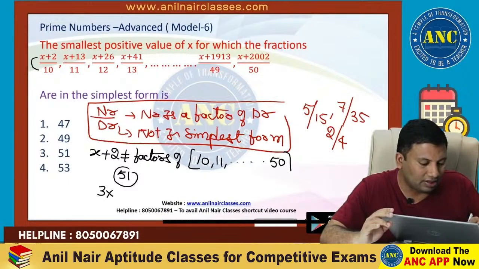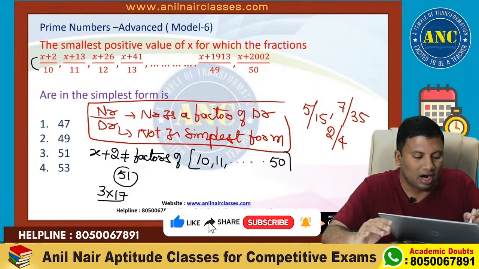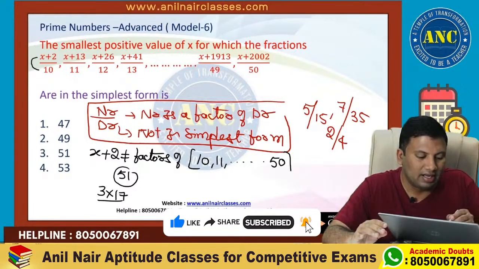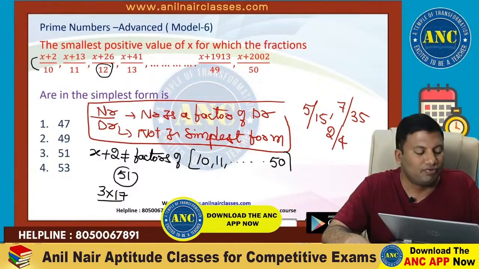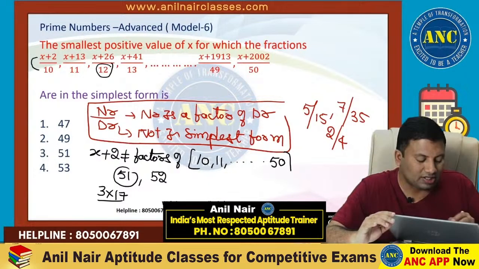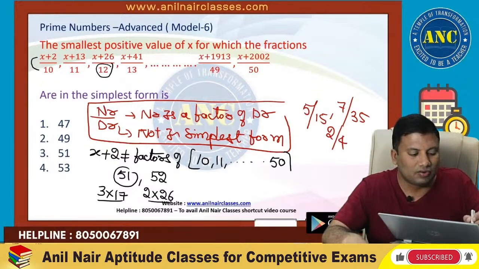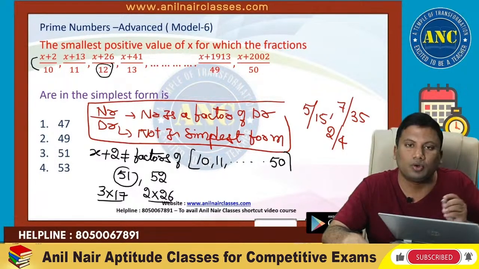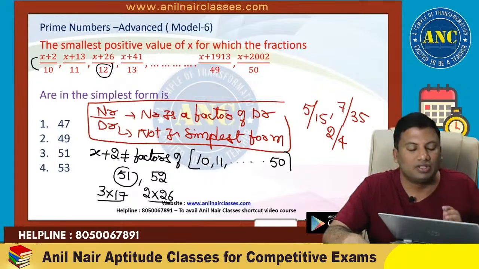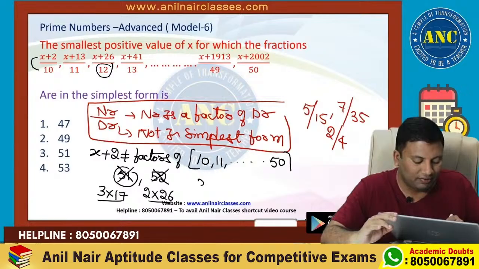51 is nothing but 3 into 17. Automatically as you proceed, x plus 10, x plus 11, x plus 12, x plus 13. In 12 there is a 3 factor. In 17 there is a 3 factor. 52 is 2 and 26. 26 will come as you proceed from 2 and 49. 2 also will come, which is a factor of the denominator. So it cannot be 51, it cannot be 52. So x plus 2 has to be 53.